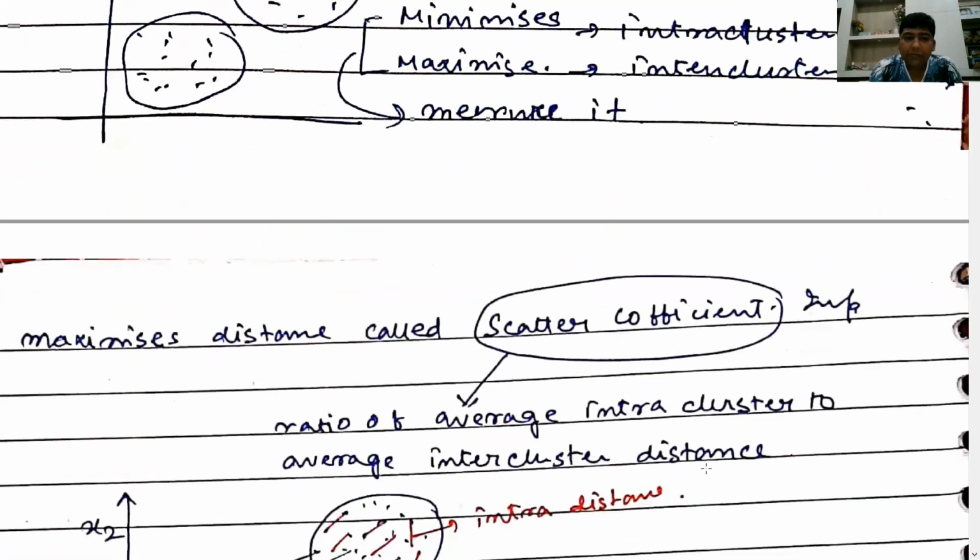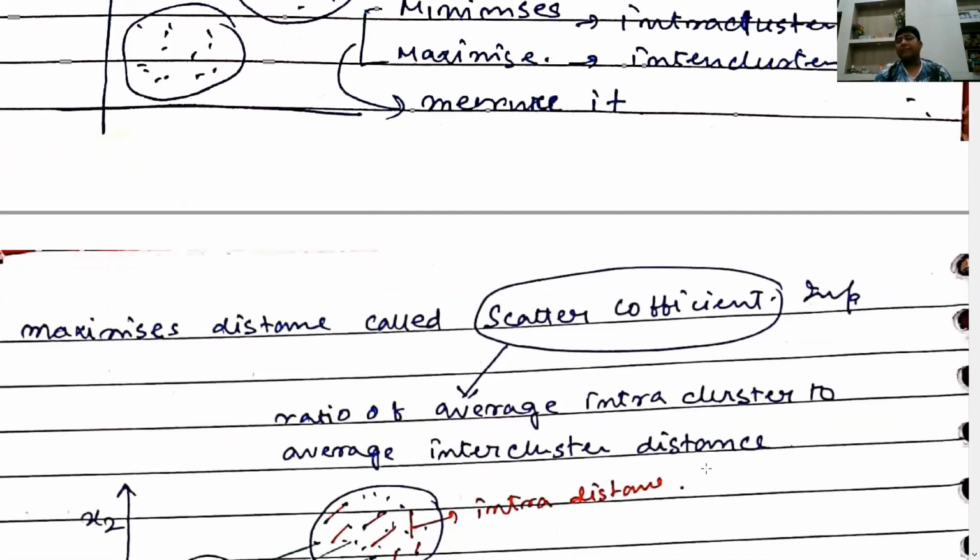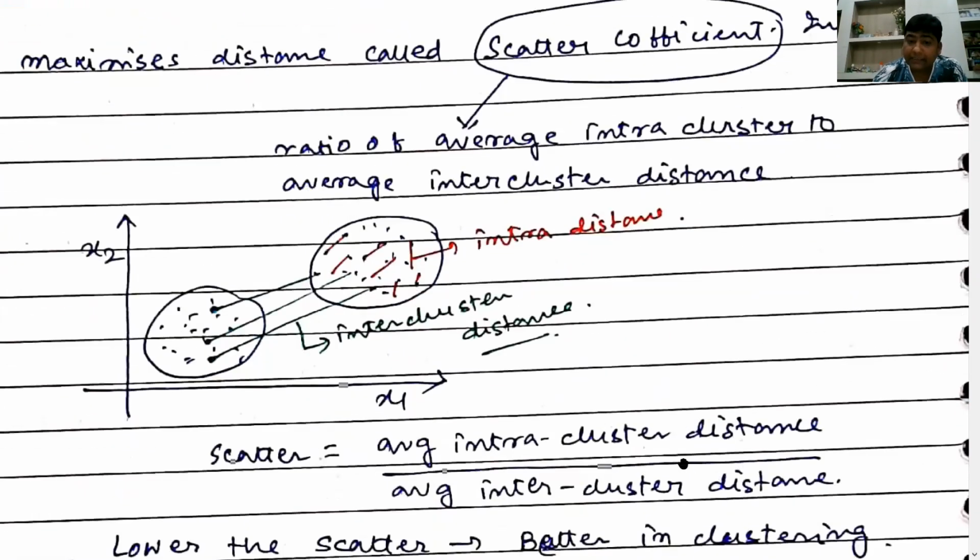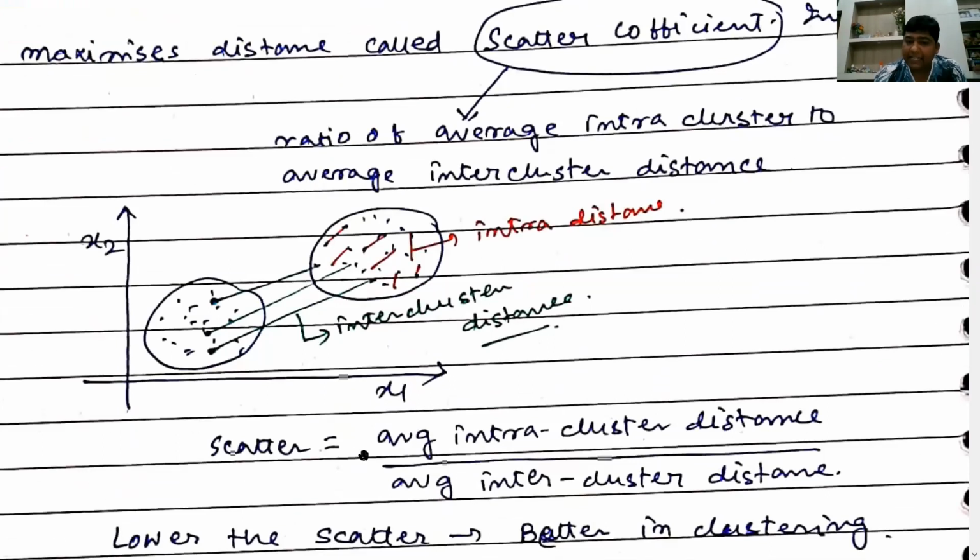We can measure it using a parameter. This is called the scatter coefficient. Using the scatter coefficient, we can define this. What is the scatter coefficient? The scatter coefficient is the ratio of the average intracluster distance to the average intercluster distance. Let's check the scatter. Scatter is equal to the average intracluster distance divided by the average intercluster distance.